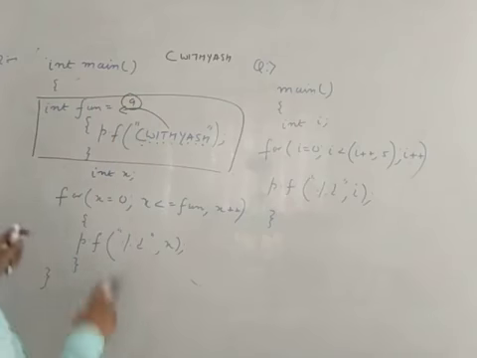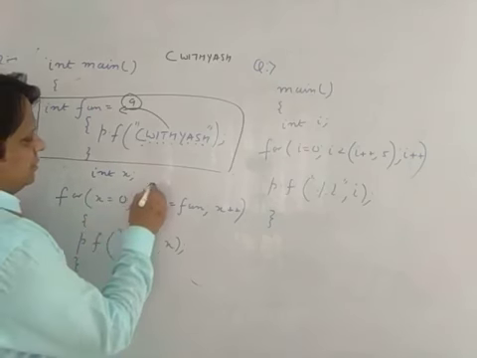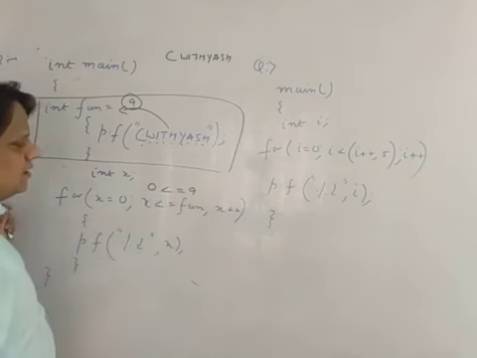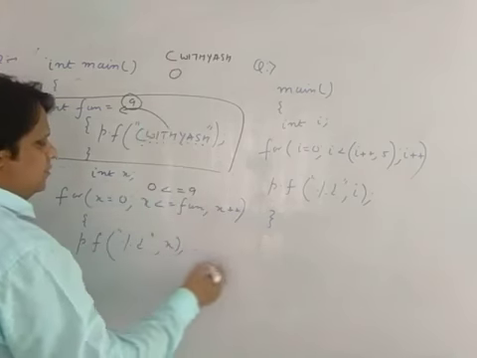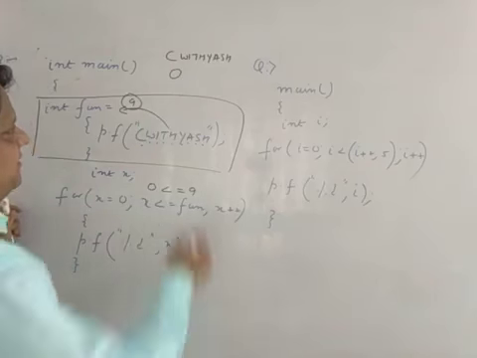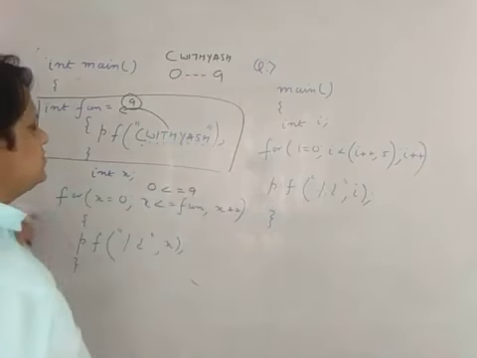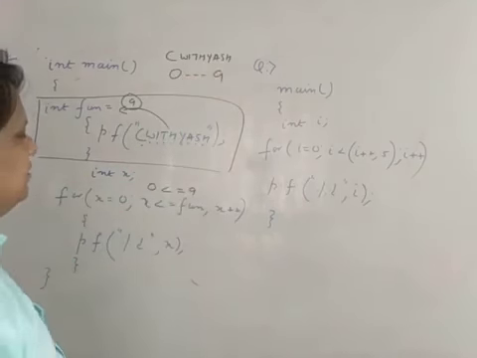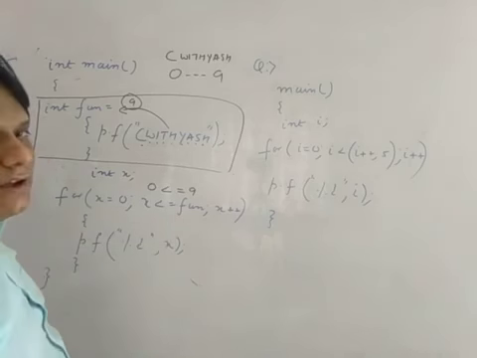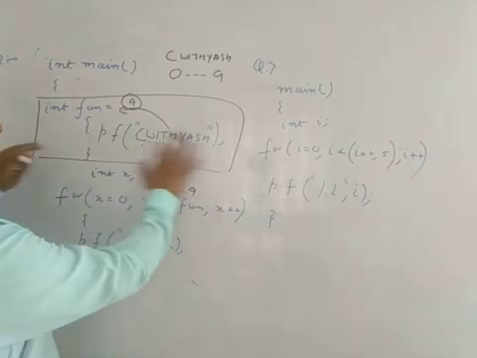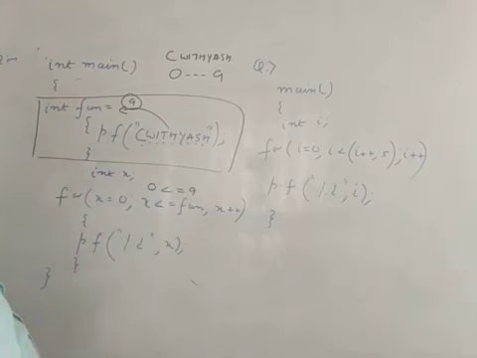Now int x = 0, 0 <= 9, condition true. So it will print 0. Then the value gets incremented: 1, 2, 3, 4, 5, 6, 7, 8, 9. So it will print C with Yash and then 0 to 9. And when the value of x becomes 10, 10 <= 9, your condition becomes false and you will come out of the loop. So the logic was pretty simple. This was the main crux of this problem.